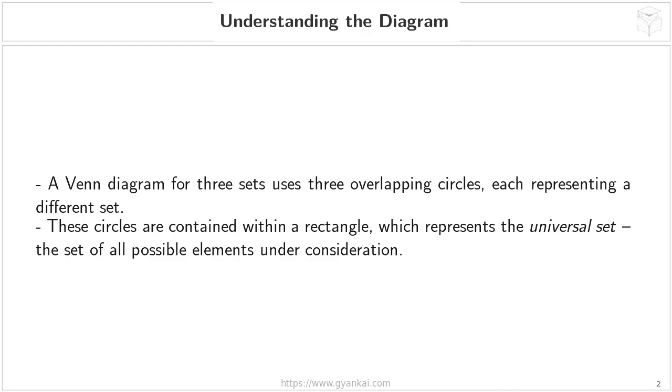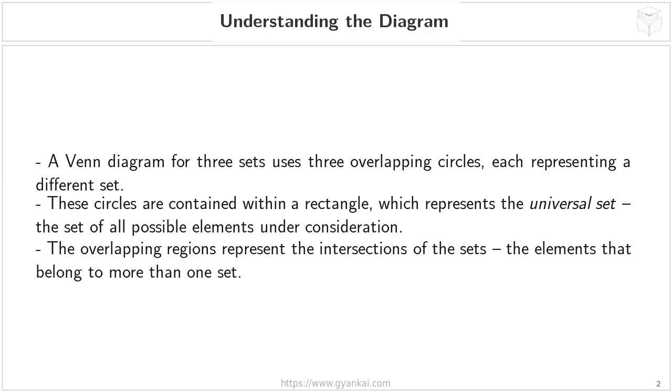Next, and this is really important, these 3 circles are all drawn inside a rectangle. This rectangle isn't just there for decoration. It represents what we call the universal set. We can think of the universal set as encompassing absolutely everything we're considering in this particular problem. It's the complete collection of all possible elements.